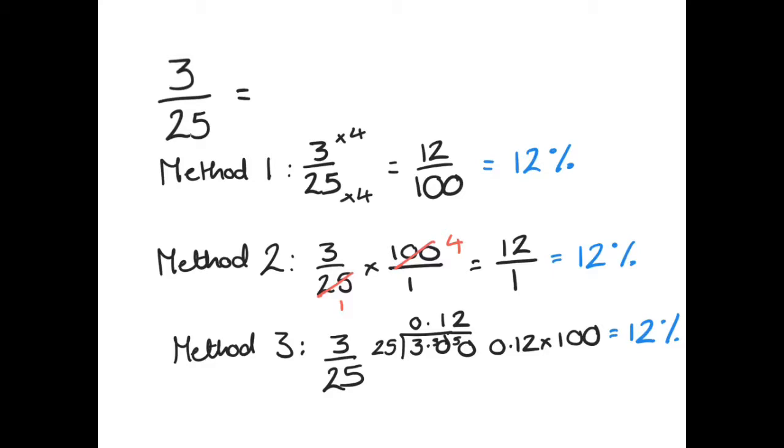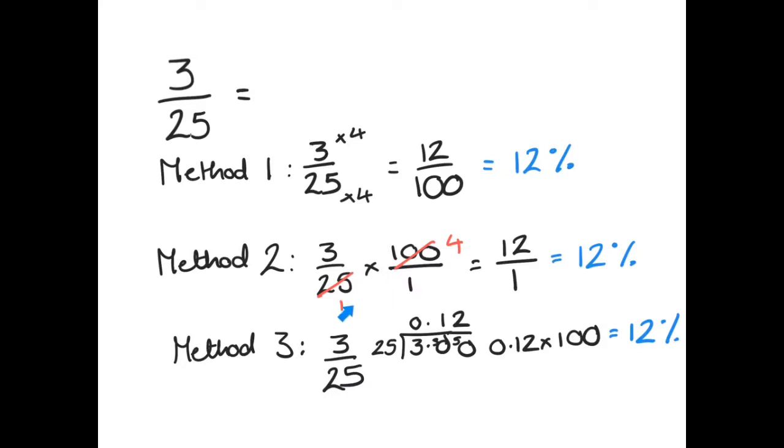Let's have a look at an example. 3 over 25, 3/25. Method one, making into an equivalent fraction over 100. This is a nice easy one. 25 multiplied by 4 is 100. So I just multiply the numerator by 4. 12 over 100, 12%.